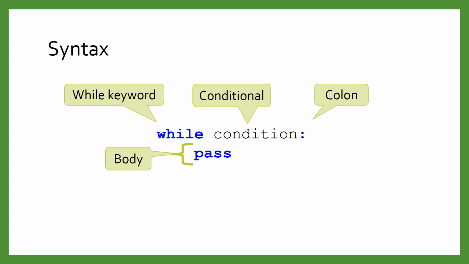Notice how the syntax for a while loop is similar to that of an if statement. We have the word while followed by a condition ending with a colon. Then we can have any number of statements inside the body. Remember that this body, like a for loop or an if statement, is indented with 4 spaces.